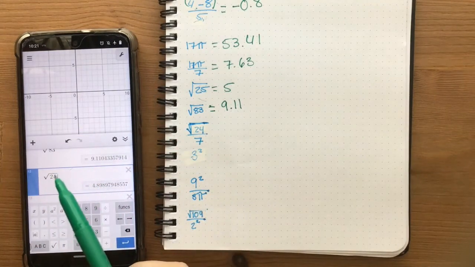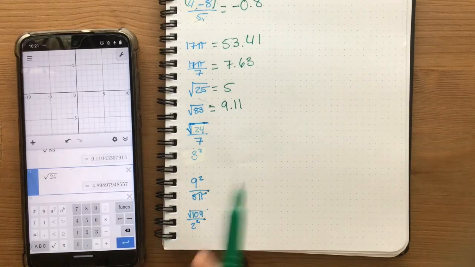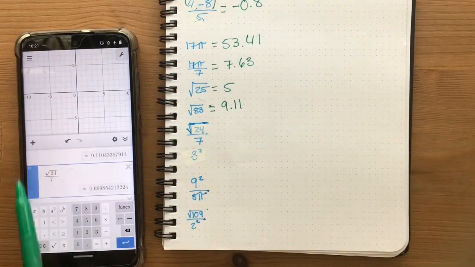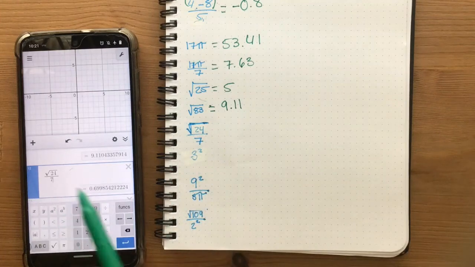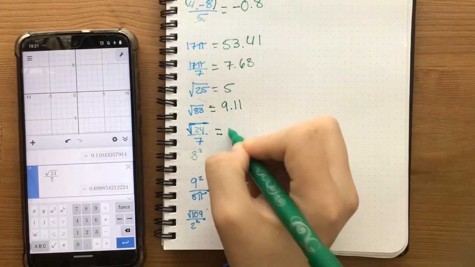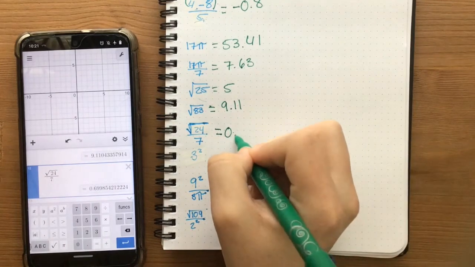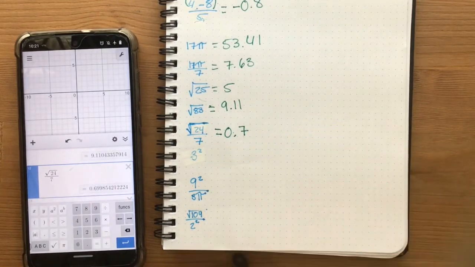And you see how it's blinking outside of the square root sign now? So I'm going to divide by 7, and you see this looks a lot more like this than the previous one did. So then I'd round up my answer. 0.699 gets rounded up to 0.7.